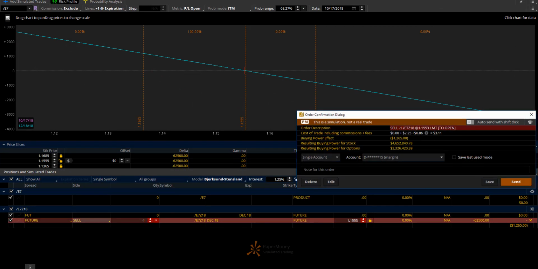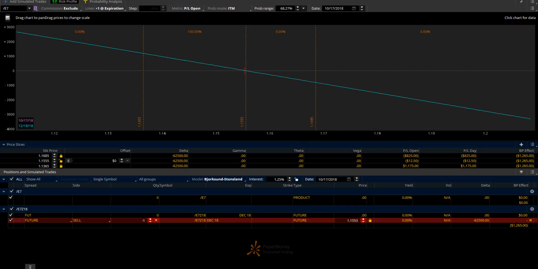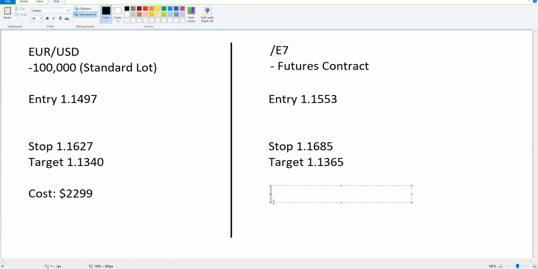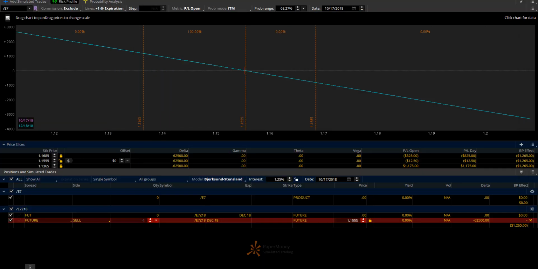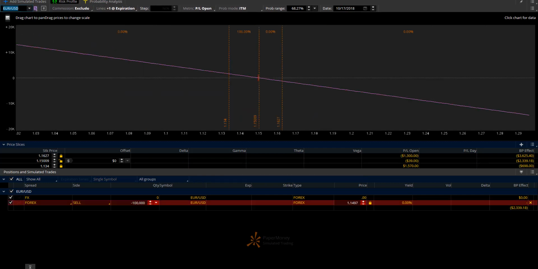Let's confirm and send that. And let's look here. $1,265 for the cost on that. All right, and if we're looking at reward and risk, your stop loss has a risk of -825. Your target has a reward of plus 1175. On the euro dollar pair, your stop loss is negative 1300. Your target is positive 1570.